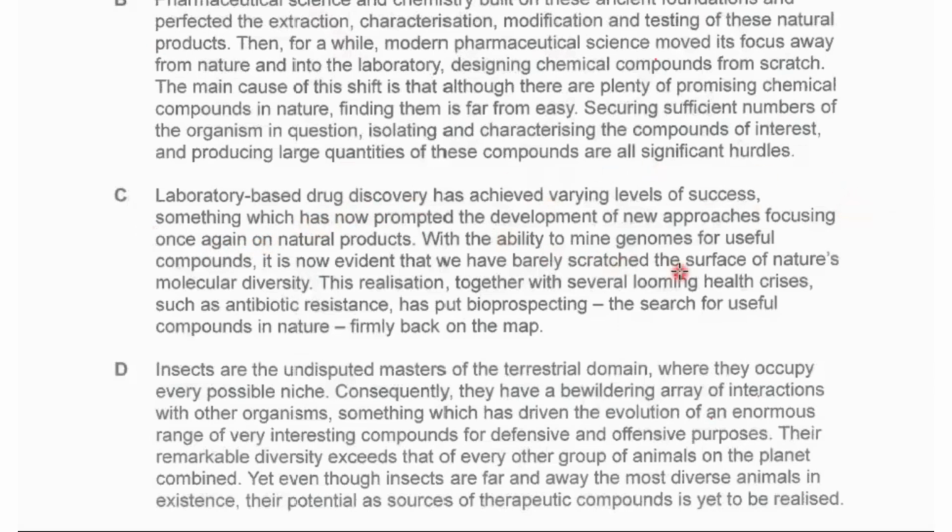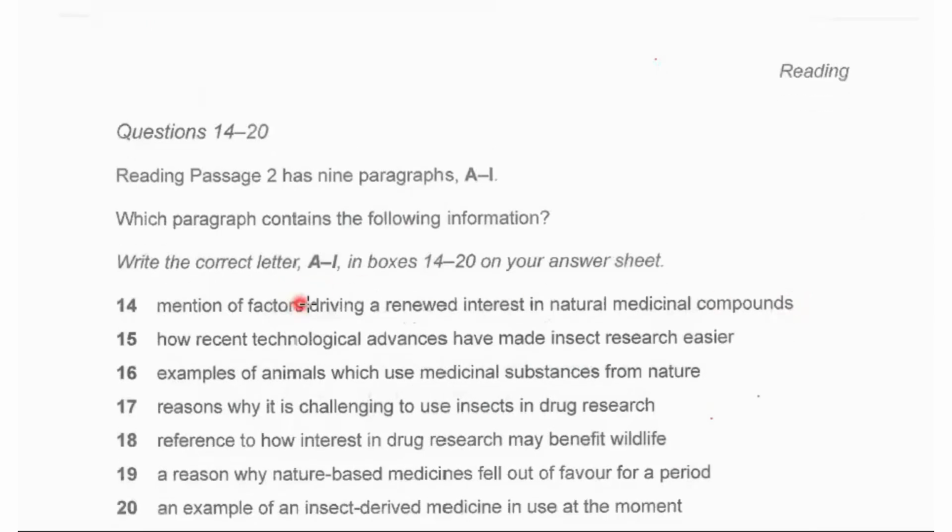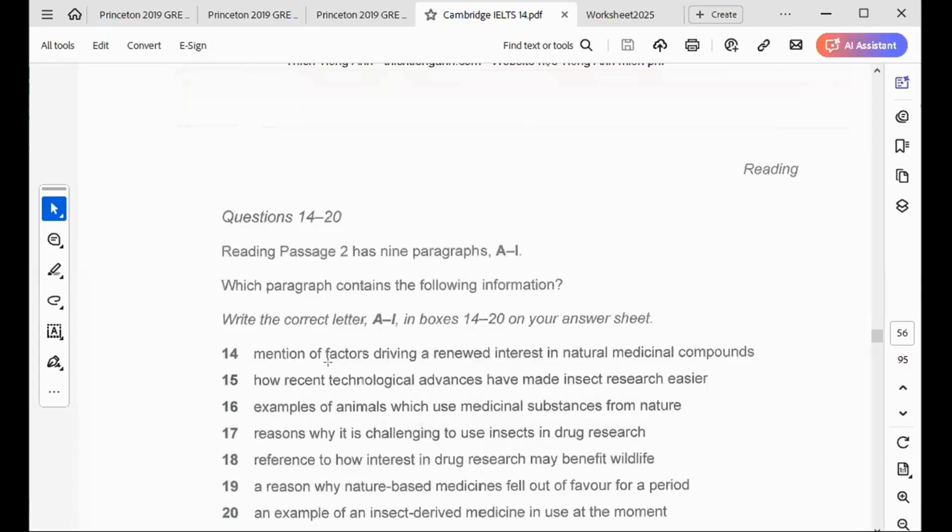What is the meaning of once again? If you say once again, that means that that thing was done before and then they stopped. So focusing once again with the ability to mine genome, that's one reason why they are focusing on it again. This realization, together with several looming health crises, that's the second reason. So paragraph C is matched to number 14. Two factors were mentioned in paragraph C, and those two factors are driving renewed interest in natural compounds.